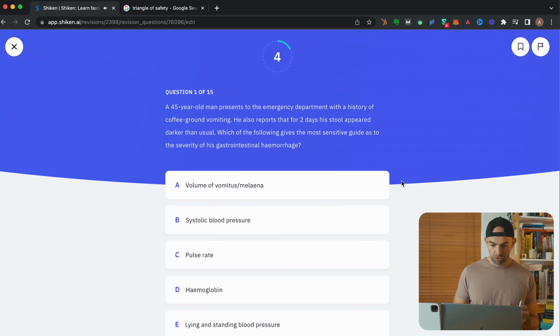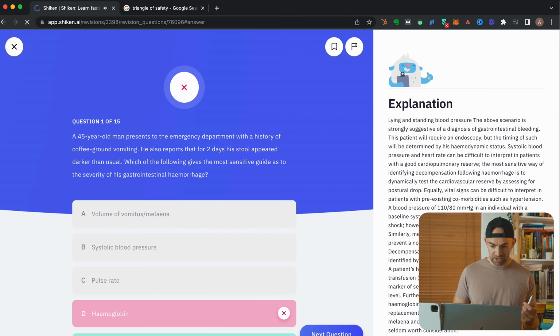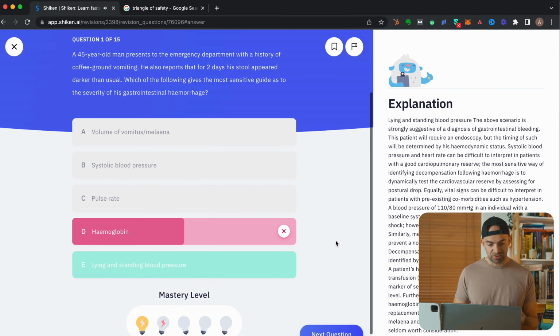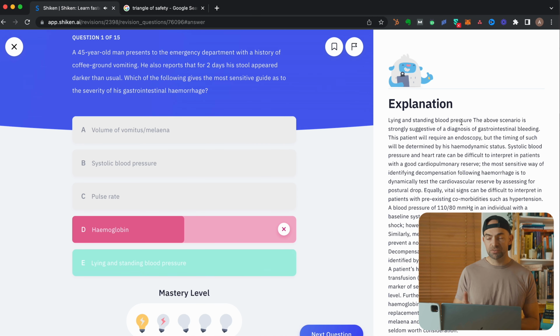So, just real quick, maybe we want to look at something like hemoglobin. Is that correct? No, it's not. So actually lying and standing blood pressure. And it gives us a really long explanation here, which we can also kind of relate back to.